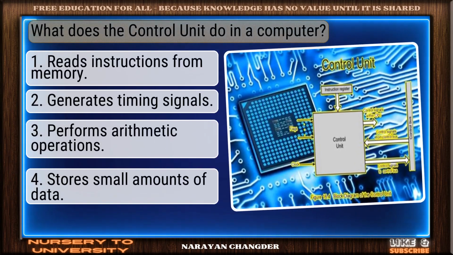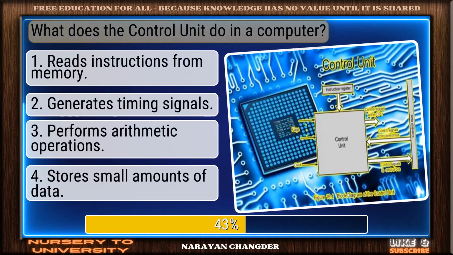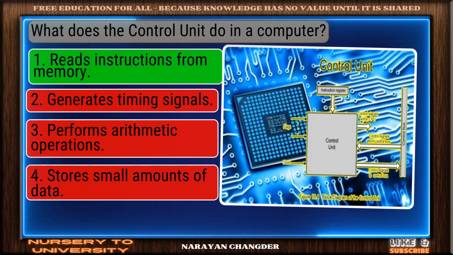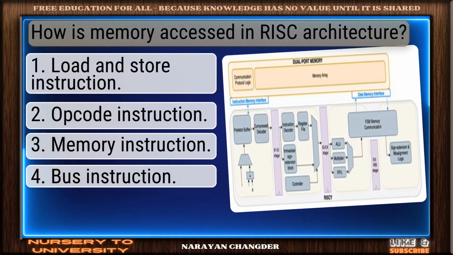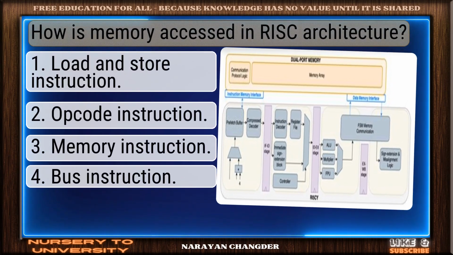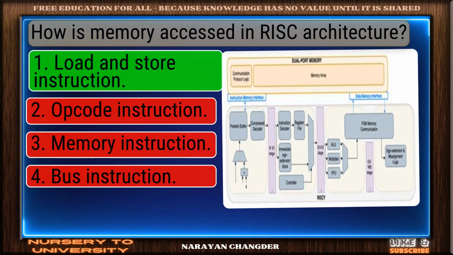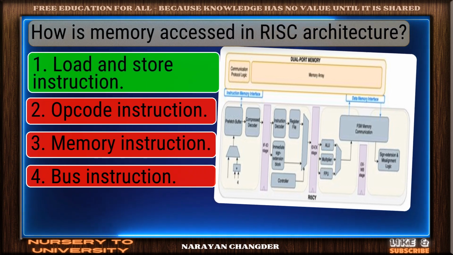Question number 25. What does the control unit do in a computer? Solid response. Reads instructions from memory is a valid choice. Question number 26. How is memory accessed in RISC architecture? Smart pick. Load and store instruction is the correct choice.